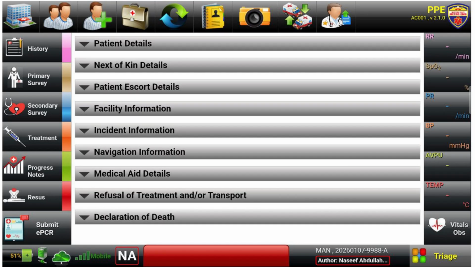Other useful tabs on the ePCR include that of refusal of treatment and or transport and declaration of death. When the patient refuses treatment or transport, it matches that of what is in the refusal book, whereby the patient is able to sign on the ePCR to refuse treatment.